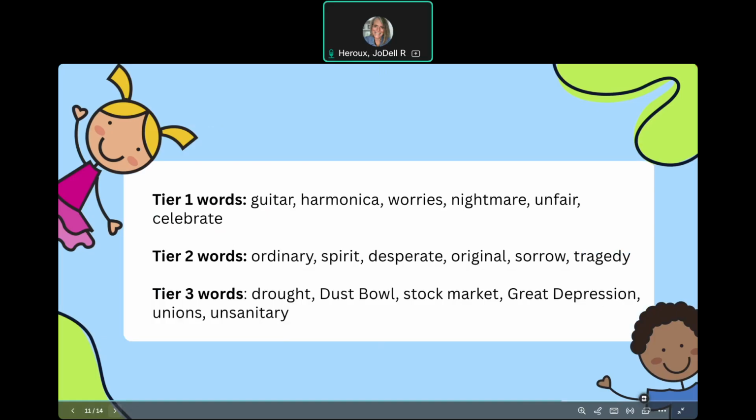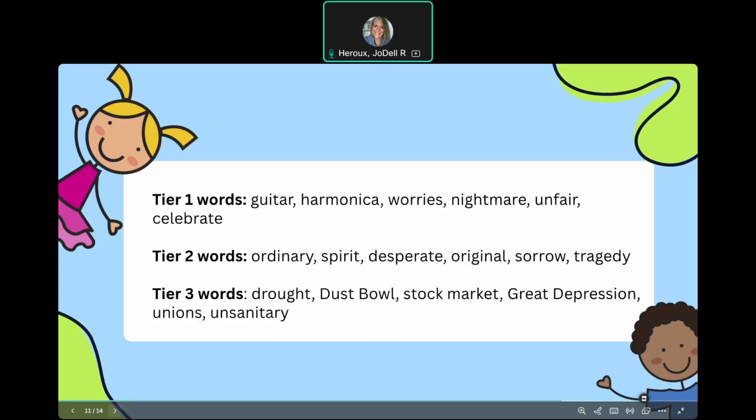The tier 2 words, which are academic words, maybe you had ordinary, spirit, desperate, original, sorrow, tragedy. They're a little higher level words, and they are often found in academic areas, the content areas. And then the tier 3 words that are specific to social studies, you might have listed drought, dust bowl, stock market, Great Depression, unions, unsanitary.